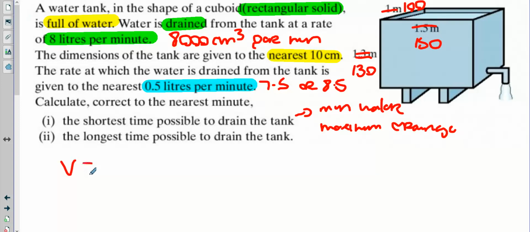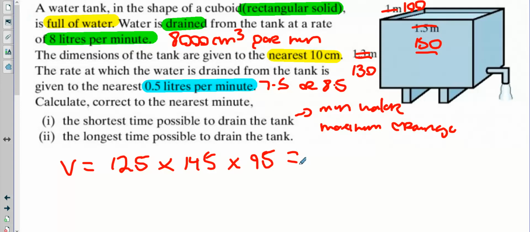Okay, so here's what we're going to do. For the minimum volume, we're going to turn 130 into 125. Someone would be on the calculator for this. 150, we're going to turn to 145. And then 100, I'm going to turn to 95. And how many centimeters cubed is that? 1,721,000?